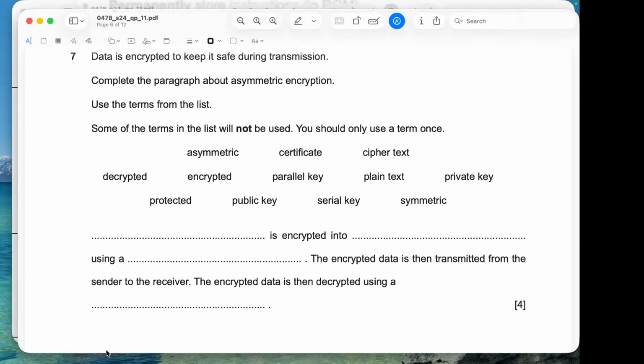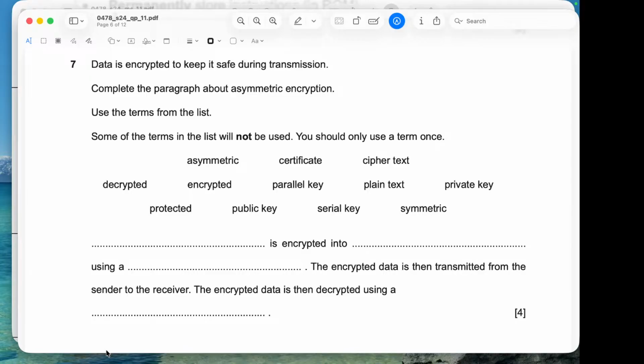Next question. Oh, fill in the gaps. Data is encrypted to keep it safe during transmission. Complete the paragraph about asymmetric encryption. Use the terms from the list. Some of the terms will not be used. You should use a term once. So it's asymmetric encryption.